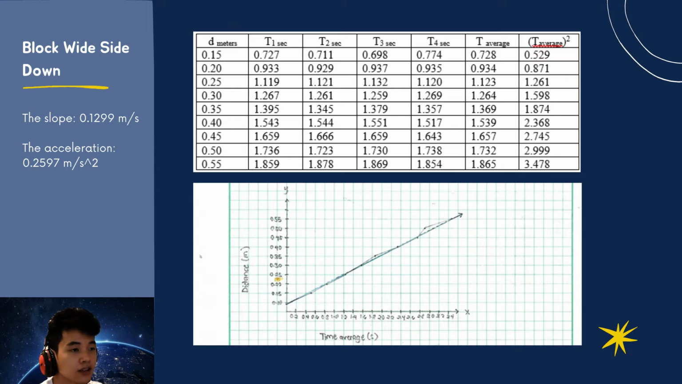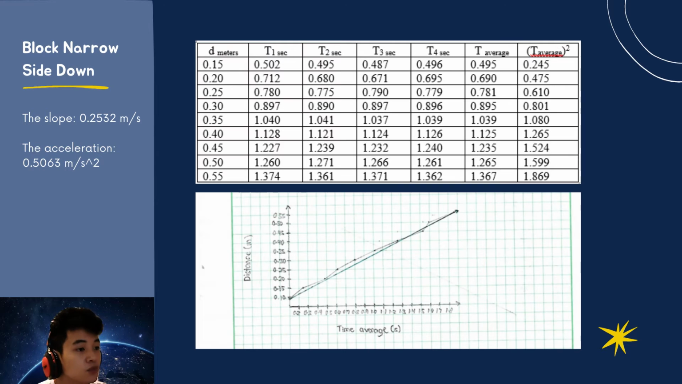the time average squared. The slope of this graph is 0.1299 meters per second, and the acceleration, which is solved through the formula acceleration is twice the slope, is 0.2597 meters per second squared. Moving on to the block narrow side down, we see the table of values and the graph for time average squared.